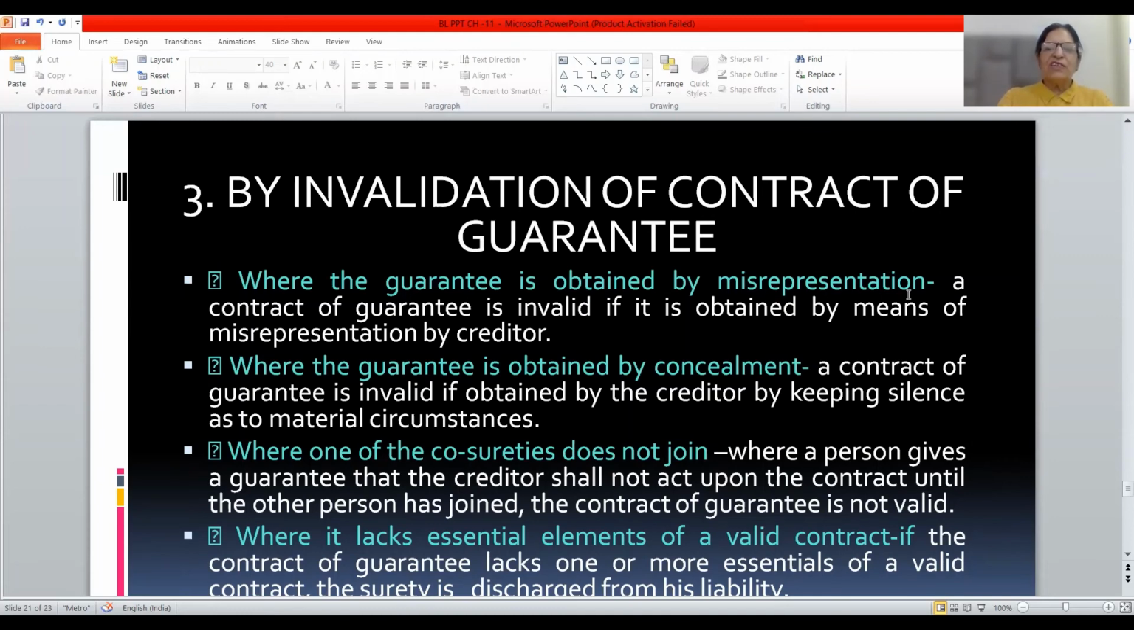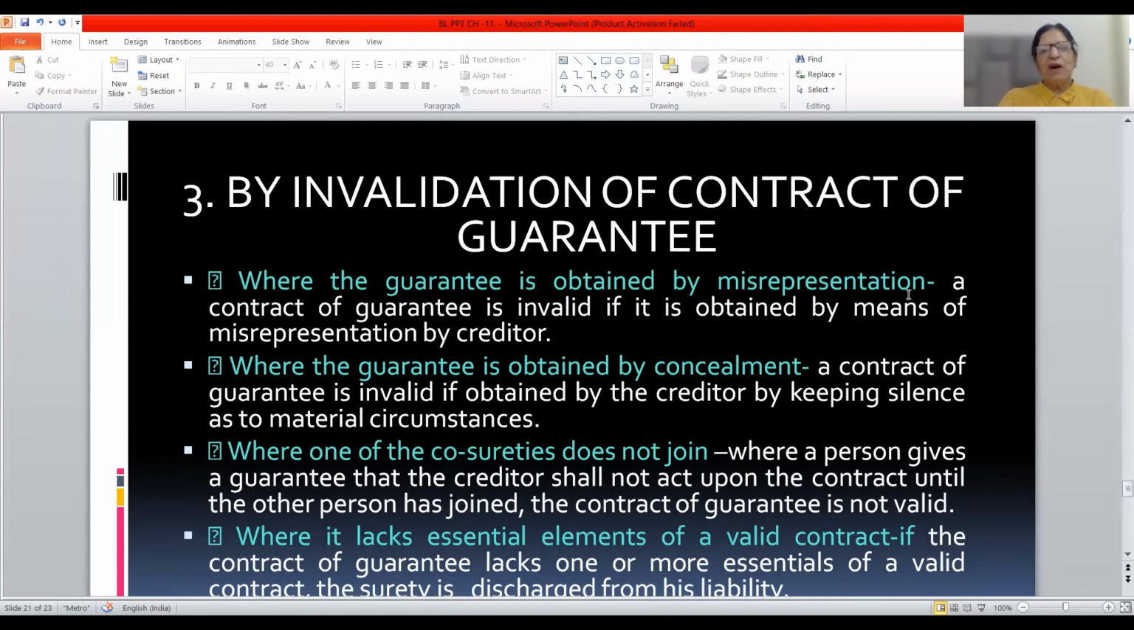So how is the contract of guarantee discharged? There are three ways, three modes: by revocation, by act or conduct of the creditor, and the third is by invalidation of contract of guarantee. So friends, I would like to conclude now. In my today's video class, I have covered three main headings.